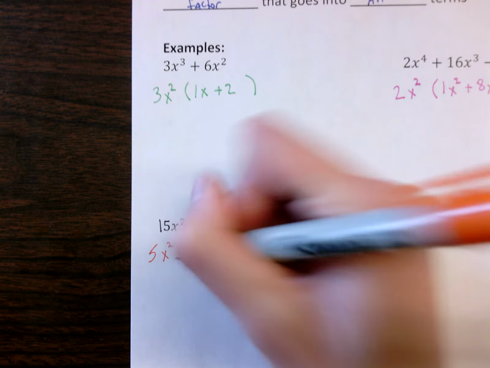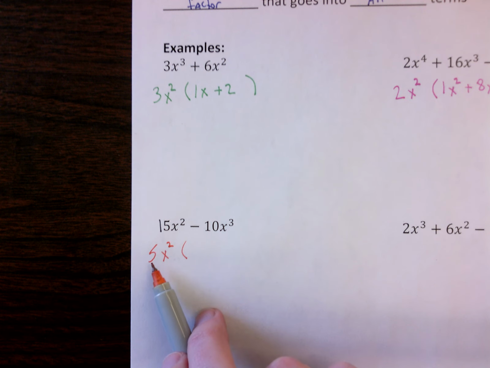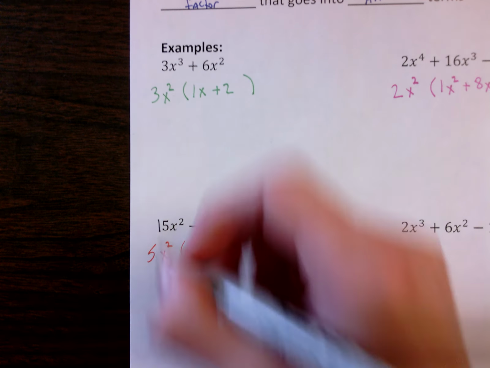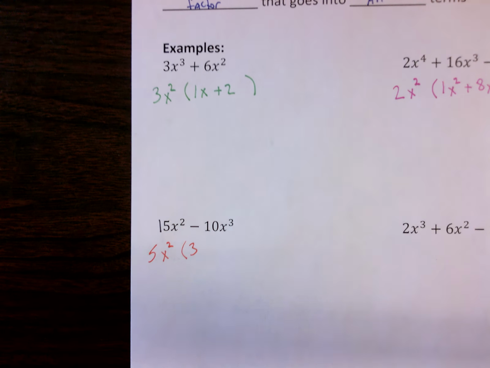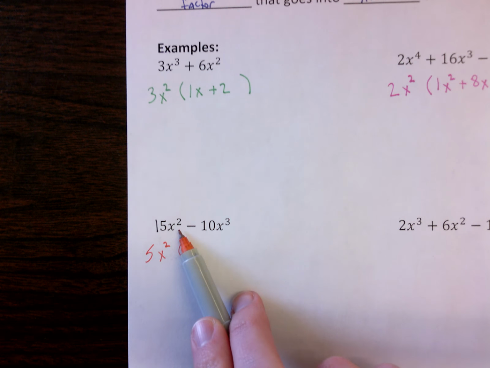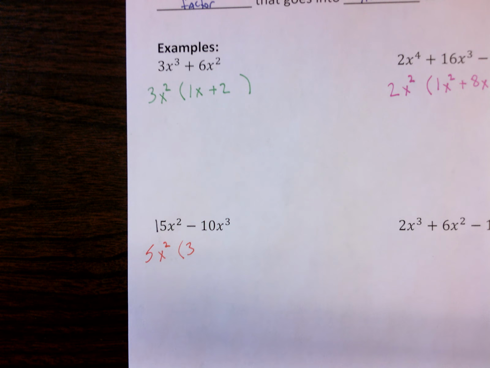All right, and then for my parentheses, what do I have to multiply 5 by so that I get 15 in the end? So 5 times what gives me 15? 5 times 3 gives me 15. I have 2 x's here. How many more x's do I need so I'll have 2 in the end? Well, none. We've already got all the ones we need. Okay, so that's it for that one.